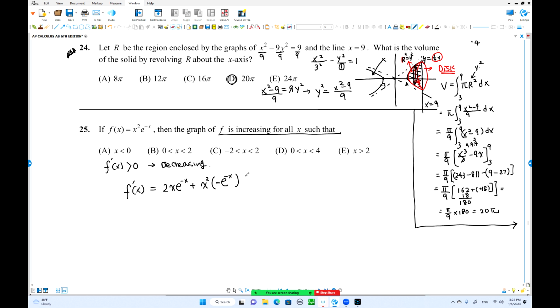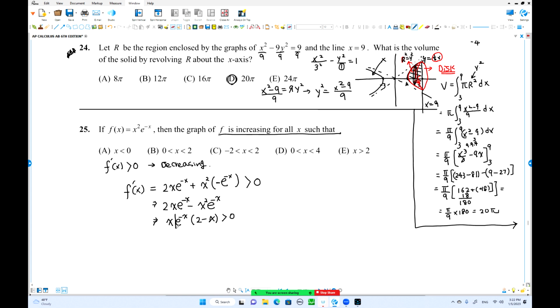Now let's find where this is greater than 0, increasing. Now you can see that there is a common factor. I'm going to write one more time: 2x e to the negative x minus x squared e to the negative x. Keep continuing this one: x times e to the negative x times 2 minus x. That is greater than 0.